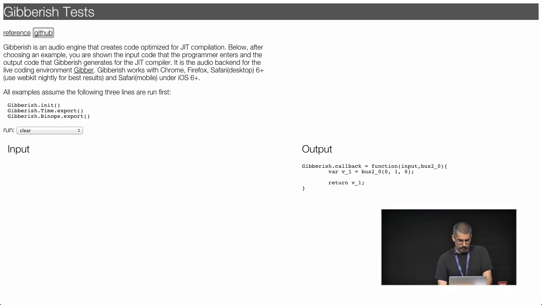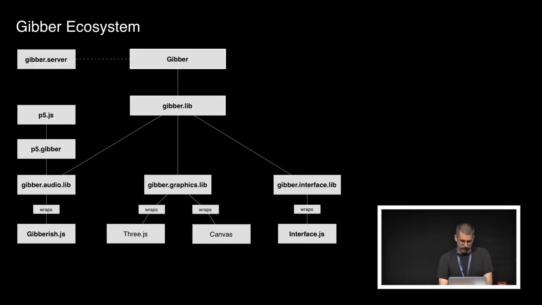OK, so there we go. So how does this all kind of work? This is kind of the different libraries that make up Gibber. All the libraries are available both on GitHub and on NPM. So the main Gibber environment up at the top here wraps a library called gibber.lib that you can actually include inside of any normal HTML page. You can basically just put it in a script tag, and then you can write normal Gibber code inside of your page. And there's also an option to not globalize everything. I'm sure you've noticed that everything's in the global namespace in Gibber. So if you want to have everything properly namespaced, that's an option you can pass to the initialization method.